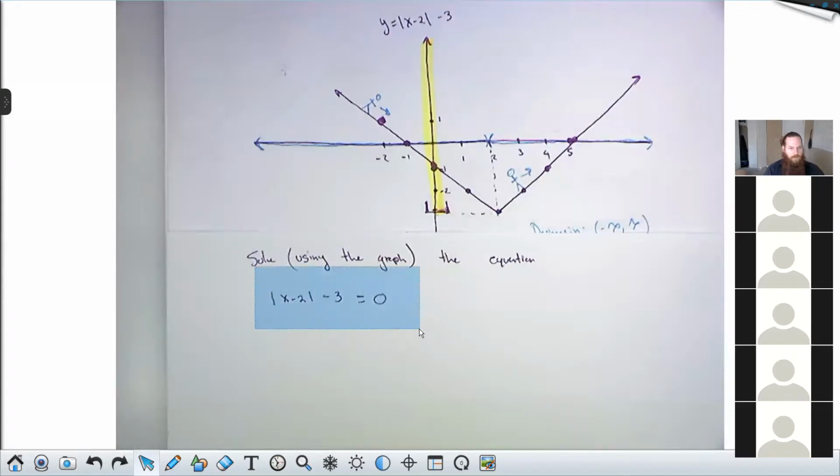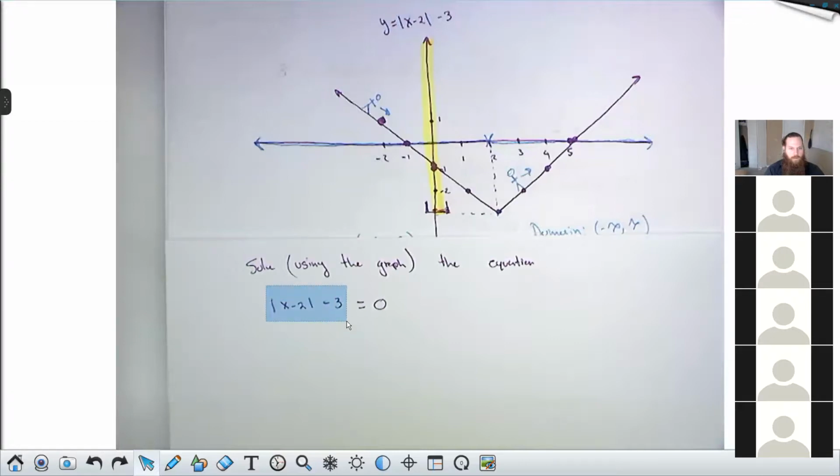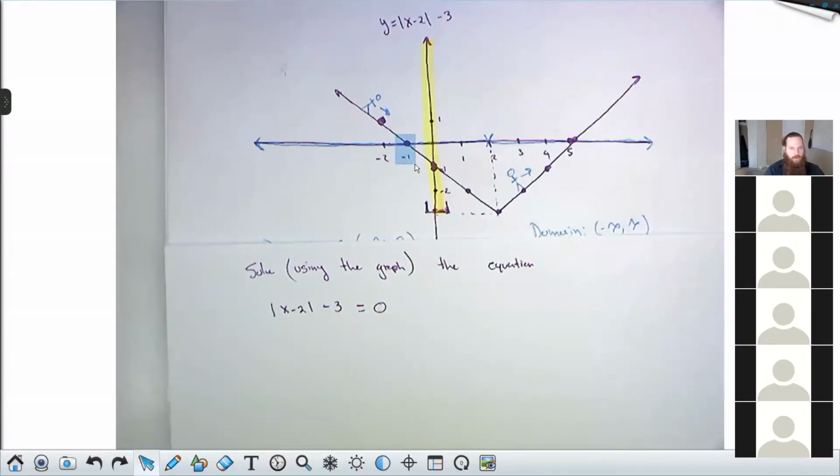Well, compare this equation to this expression. I'm asking, where is this thing equal to 0, right? Absolute value of x minus 2 minus 3 equals 0. So I'm asking, where is the y value, right? Because this thing is equal to y. I'm asking, where is y equal to 0? Yeah, Mark is correct here. This is when x is equal to -1, and also when x is equal to 5.